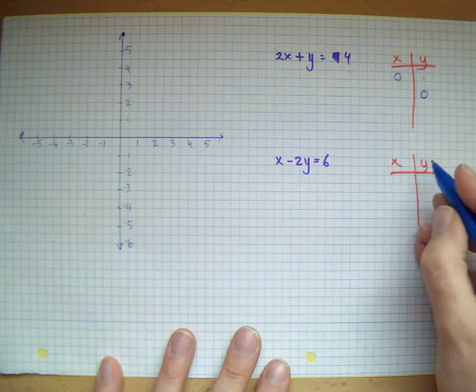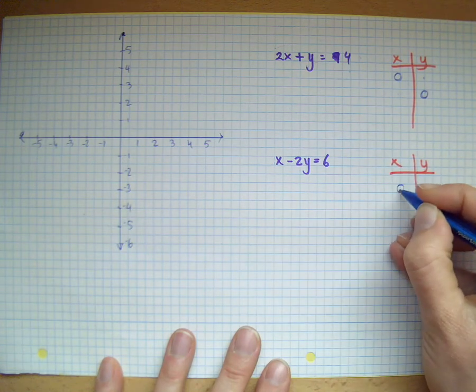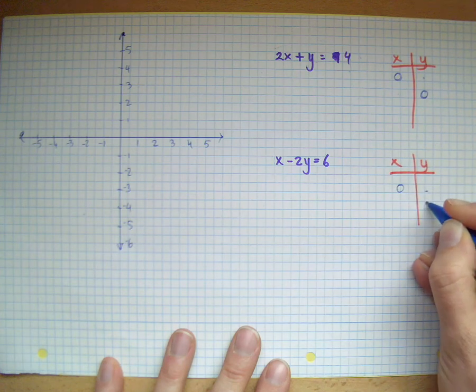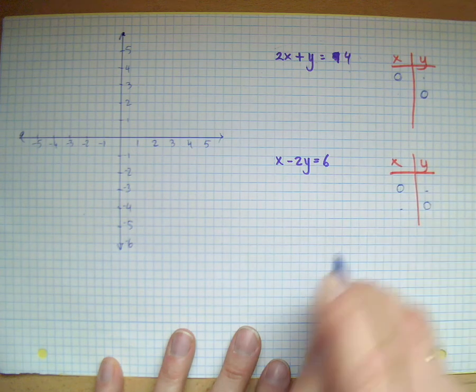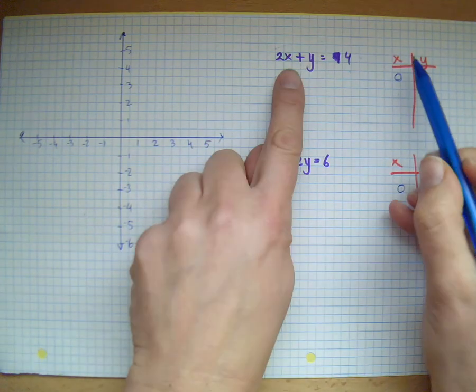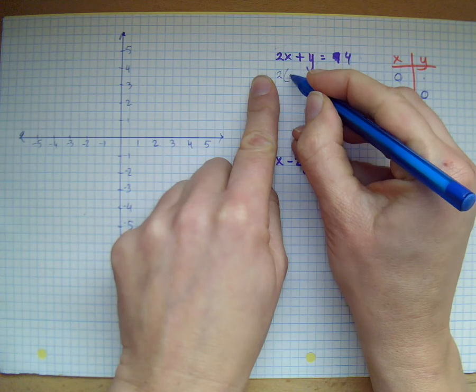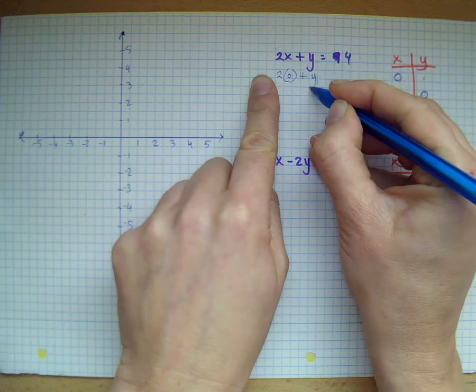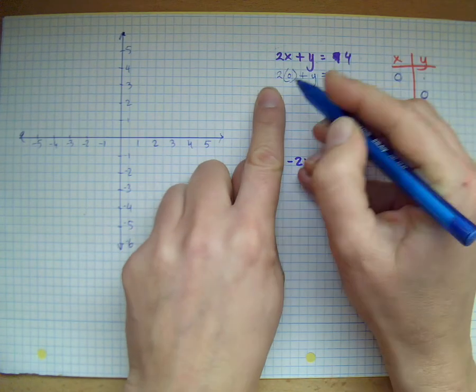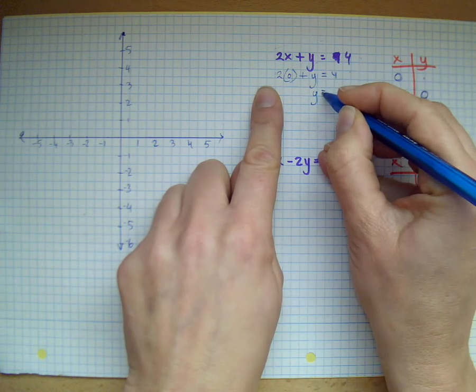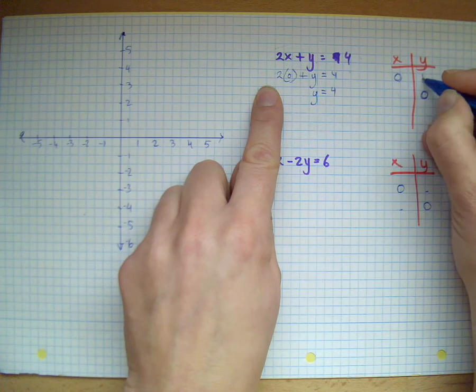And for the second equation, we're going to do exactly the same thing. Plug in 0 for x once, and plug in 0 for y, and figure out what x is. Okay, up here, plug in 0 for x. What happens? 2 times 0 plus y equals 4. 2 times 0 is nothing, plus y equals y equals 4. Oh, that was fast. Right?